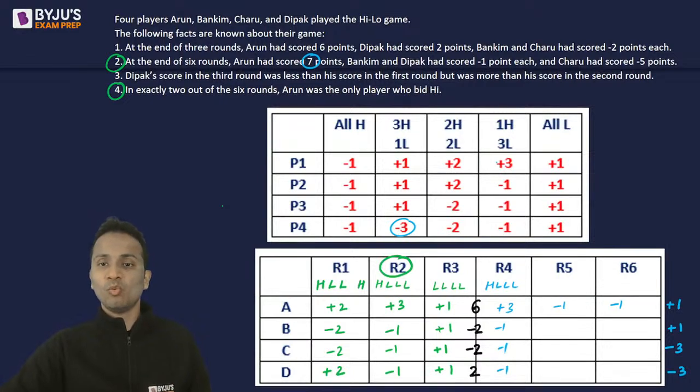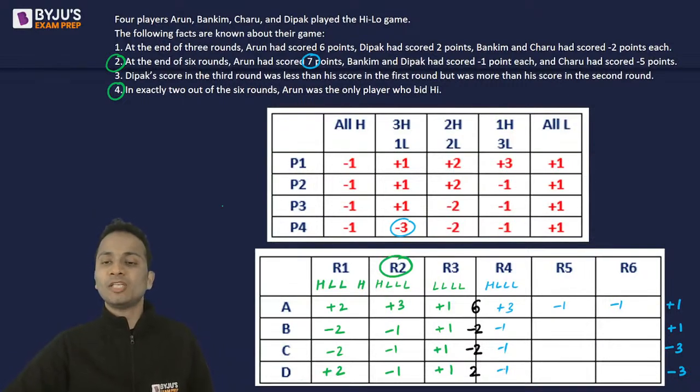+3 is here, 1 high. Okay, and is there any other possibility for +3? No, there is no other possibility for +3. Okay, now another way of gaining 2 points is +1 and +1. So in both cases, +1, this is also a possibility. Okay.